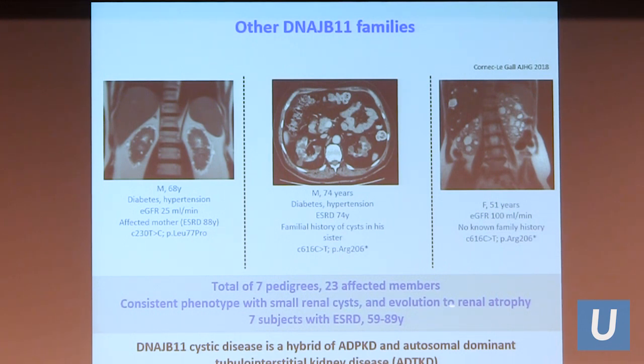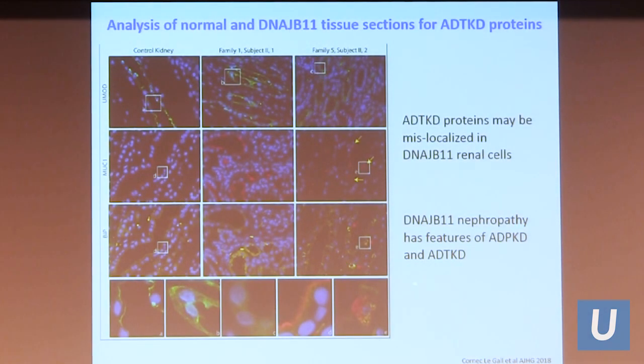The study we published had 7 pedigrees with 23 affected individuals. The phenotype is pretty consistent here without great renal enlargement. We can see this increasing fibrosis within the kidney. But of note, 7 of the patients had end-stage renal disease between 59 and 89 years old. And we could consider this to be something of a hybrid between ADPKD and ADTKD. And you can see here, if we look at the tissue and look at the UMOD protein, we can see that the UMOD protein seems to be not localized at the membrane as in the wild type, in tissue from the patient. So there's probably problems with folding and trafficking of this protein in DNAJB11 patients.